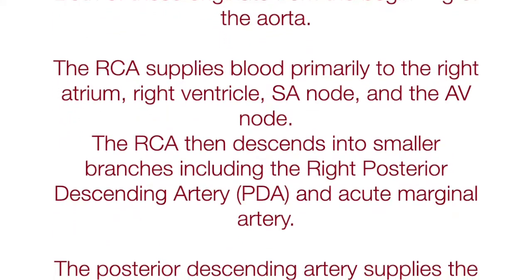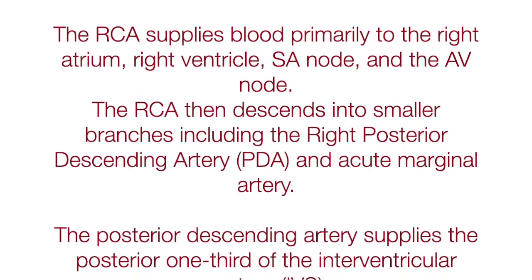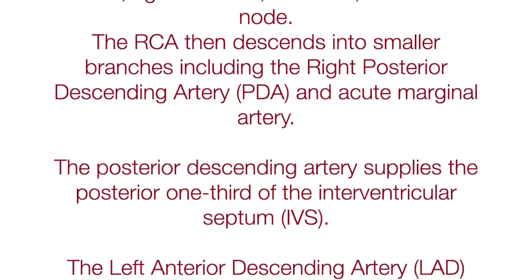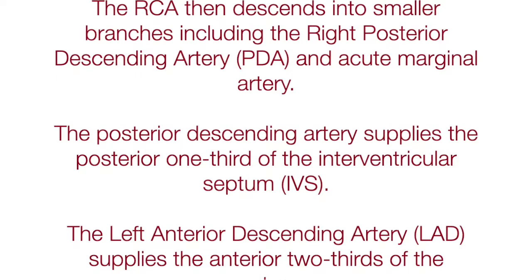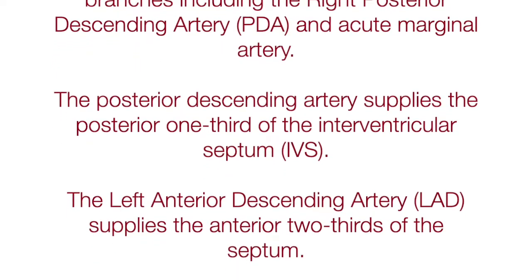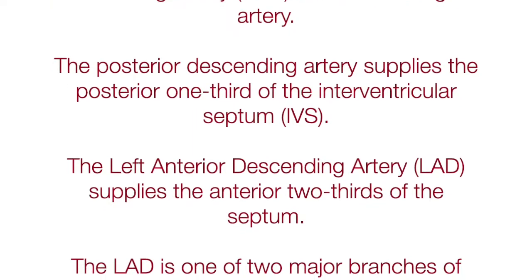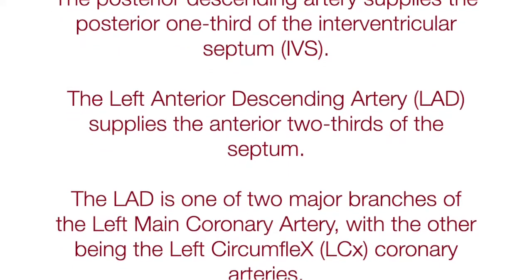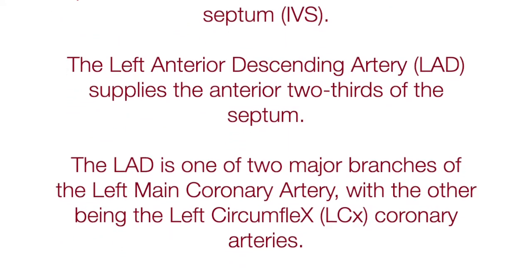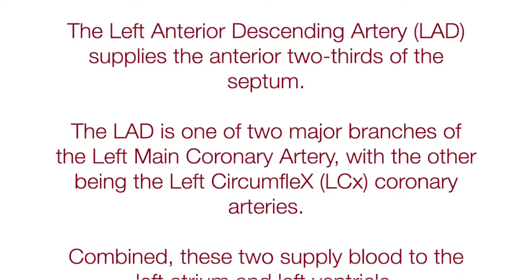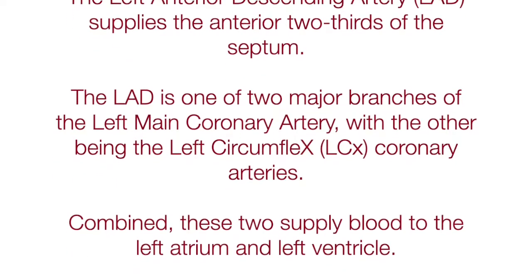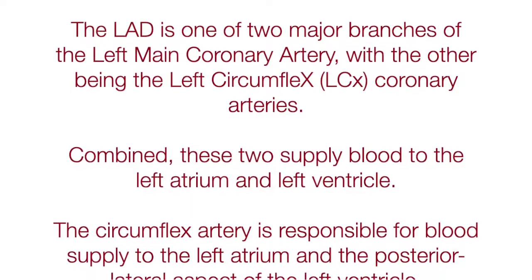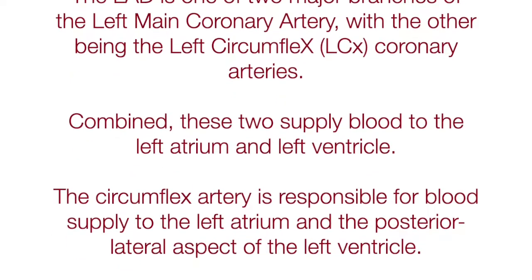The right coronary artery then descends into smaller branches, including the right posterior descending artery, PDA, and the acute marginal artery. The posterior descending artery supplies the posterior 1/3 of the interventricular septum, IVS. The left anterior descending artery supplies the anterior 2/3 of the septum. The left anterior descending artery is one of two major branches of the left main coronary artery, with the other being the left circumflex, LCX, coronary artery.